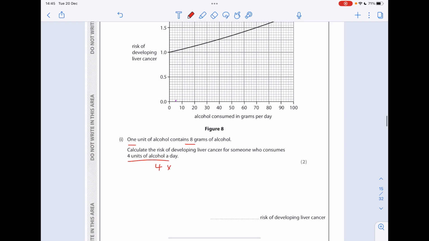Calculate the risk of developing liver cancer for someone who consumes 4 units of alcohol a day. So 4 units is the equivalent of 32 grams of alcohol. Let's look up here. Then read across to the y-axis. We can see the answer there is 1.2 is the risk of developing liver cancer.